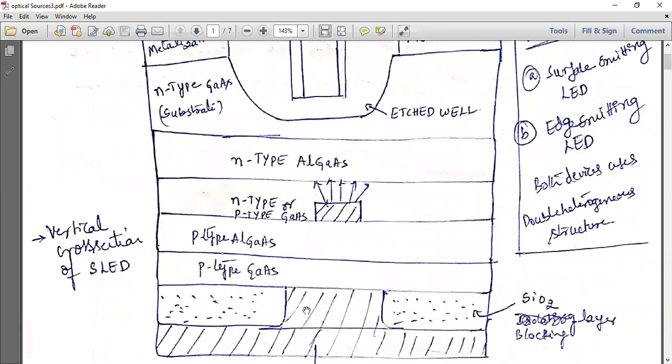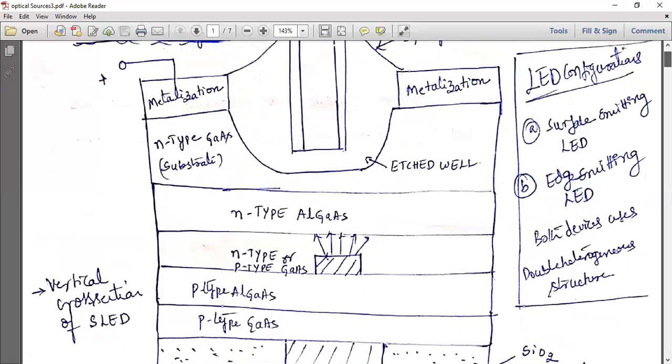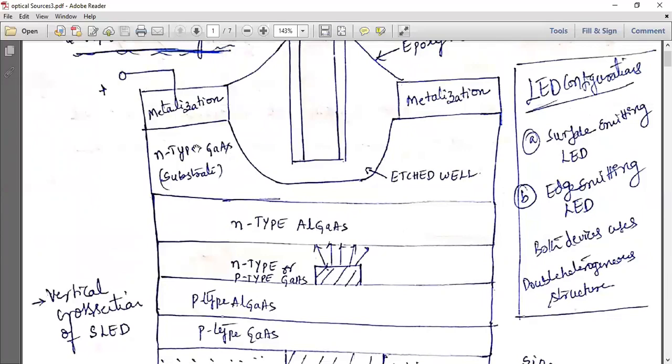Whenever the positive terminal is connected, all the holes present here will be pushed to the next layer, and the P-type AlGaAs, which consists of holes, will push them to the active region. Similarly, when you connect the N-type GaAs to the negative terminal, the electrons present here will be pushed to the next layer and then to the active region. That means all your electrons and holes come to the active layer, the N-type or P-type AlGaAs.